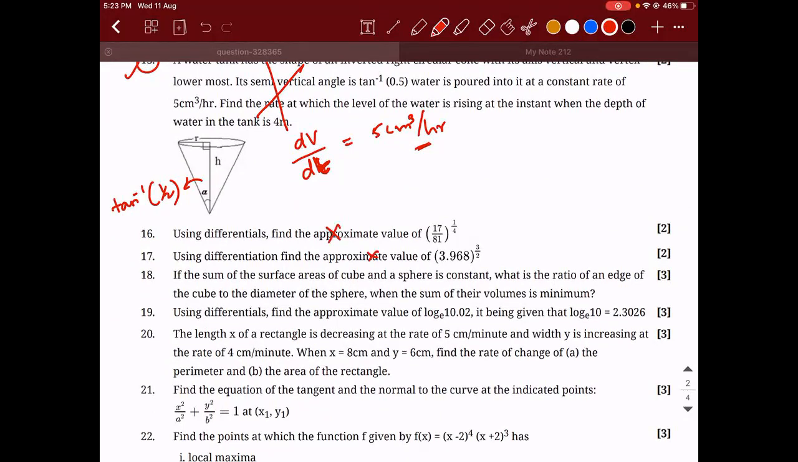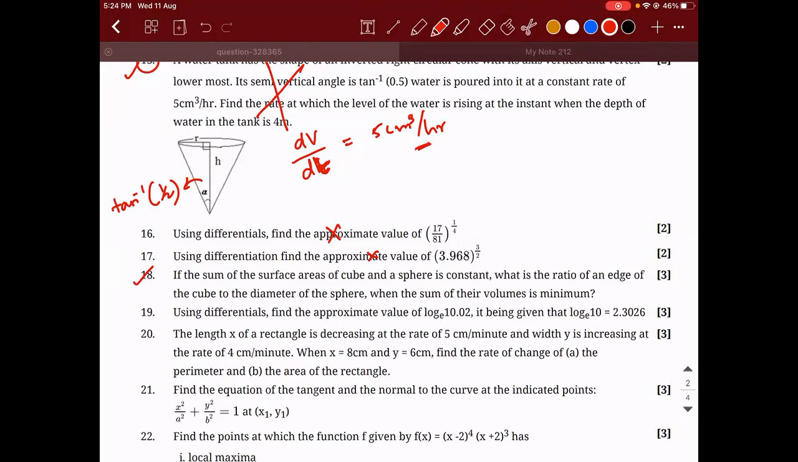If the sum of the surface areas of a cube and a sphere is constant, what is the ratio of an edge of the cube to the diameter of the sphere when their volume is minimum? Yes, this is there. Shall we try this? Yes, sir. When they say surface areas blindly, they are talking about the total surface area. Okay.